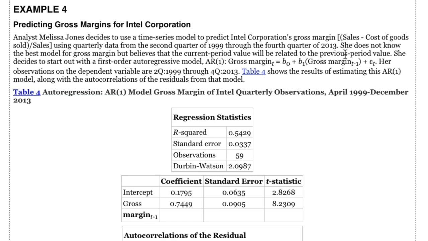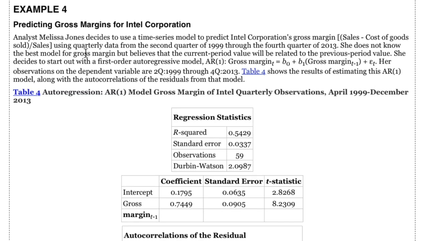Once we cover the topic of mean reversion, you'll see that if we're modeling something like a ratio, like gross margin, or a current ratio, or something along those lines, you'll find that the autoregressive model is the appropriate model to use because of something called mean reversion. But I don't want to get into it now.